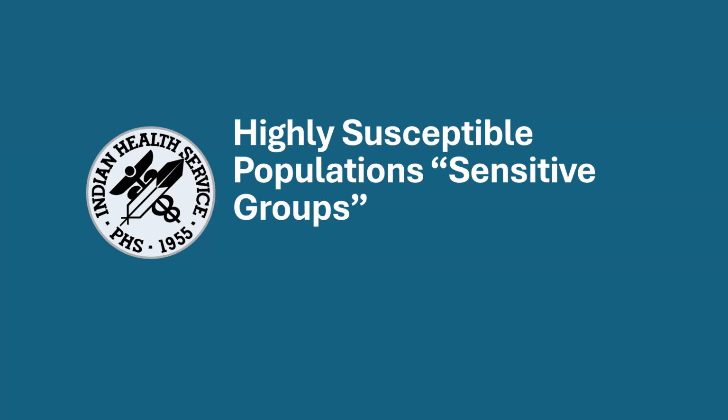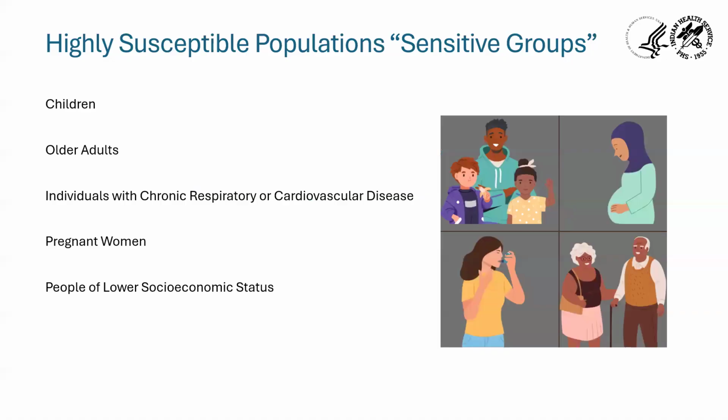Next, we're going to talk about highly susceptible populations, or what will be called sensitive groups, in terms of some of the monitoring resources that are out there. They'll use that term, sensitive groups. Some of our different sensitive groups are, of course, children, because their lungs are still growing and they have faster breathing rates.